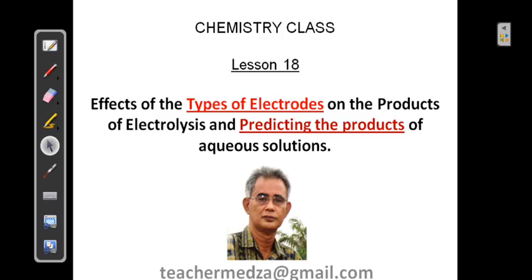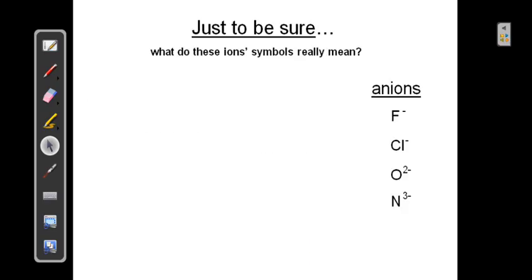And before we proceed on to that lesson proper, I'd like to bring you back to last week's lesson, where we discussed the ion symbols. Remember?